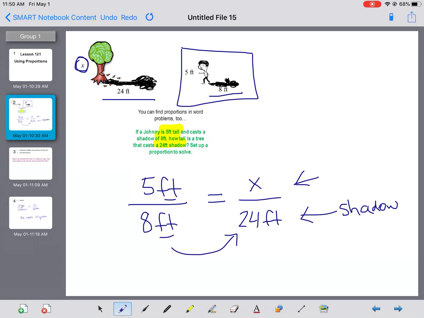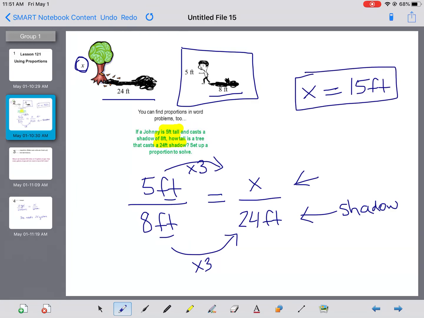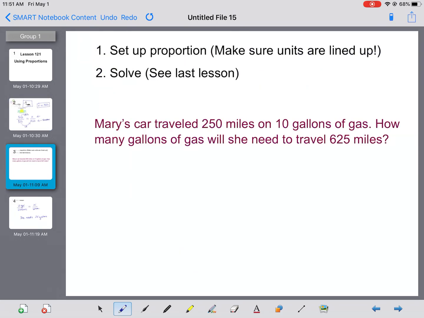All right, so for this one, it's a relatively simple one. You can use the equivalent fraction method. Think to yourself, what times 8 gets me 24? That would be multiplied by 3. So all you have to do is multiply Johnny's height by 3, and then you find, running out of space, I'll put it up here, that x equals 15 feet. So the tree is 15 feet tall. All right, so setting up a proportion and then solving it.